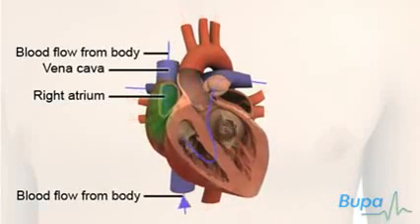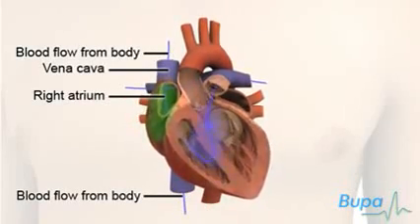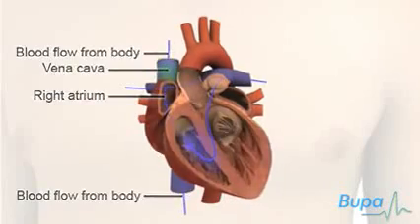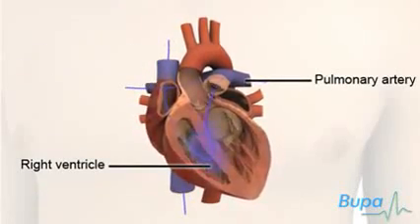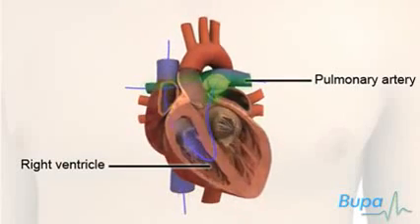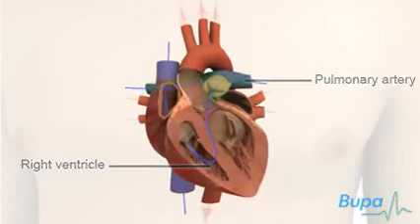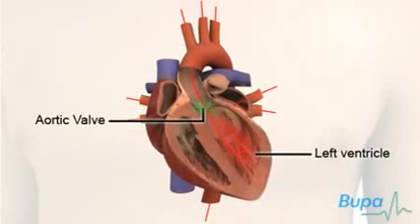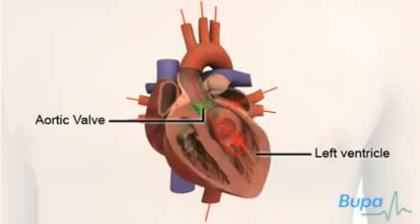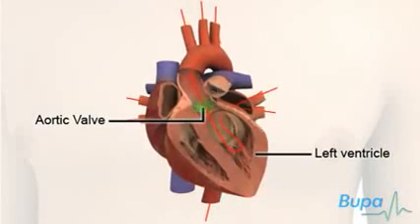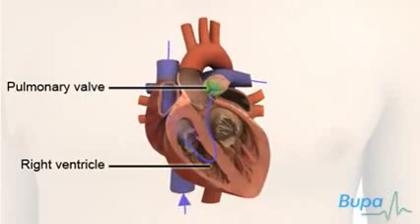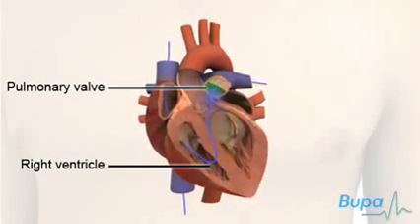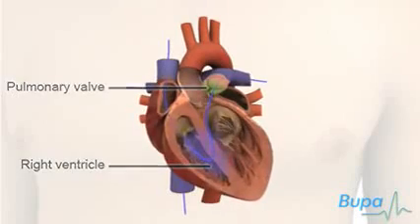The right atrium receives blood with little oxygen from the body via the vena cava. This blood passes into the right ventricle, which pumps it into the pulmonary artery and back to the lungs to have oxygen added to it. The valve at the exit of the left ventricle, the aortic valve, stops blood passing back into the ventricle. The pulmonary valve at the exit of the right ventricle also stops blood flowing backwards.